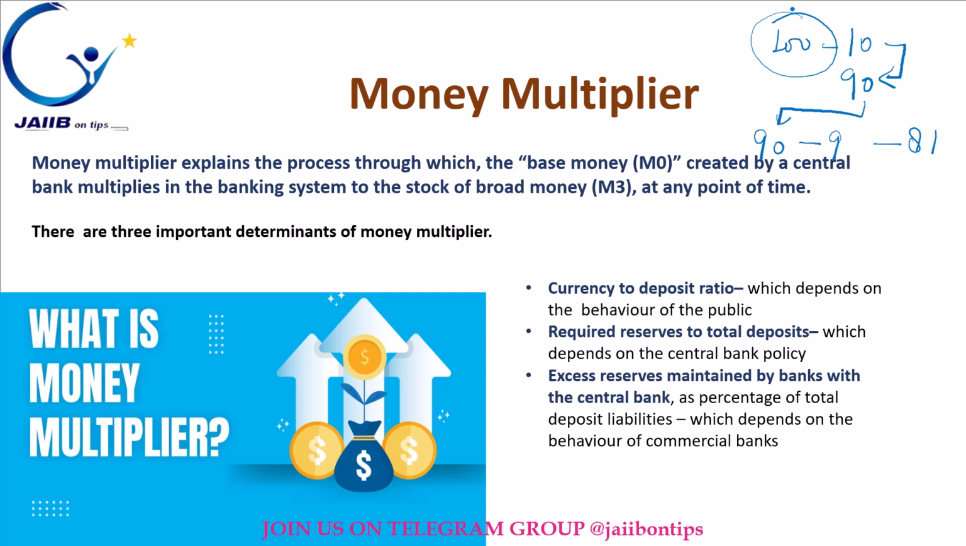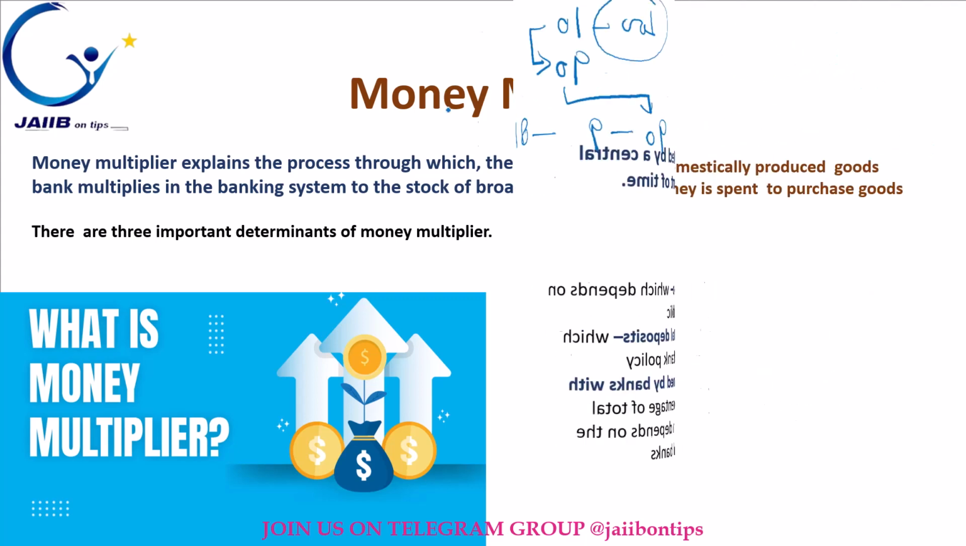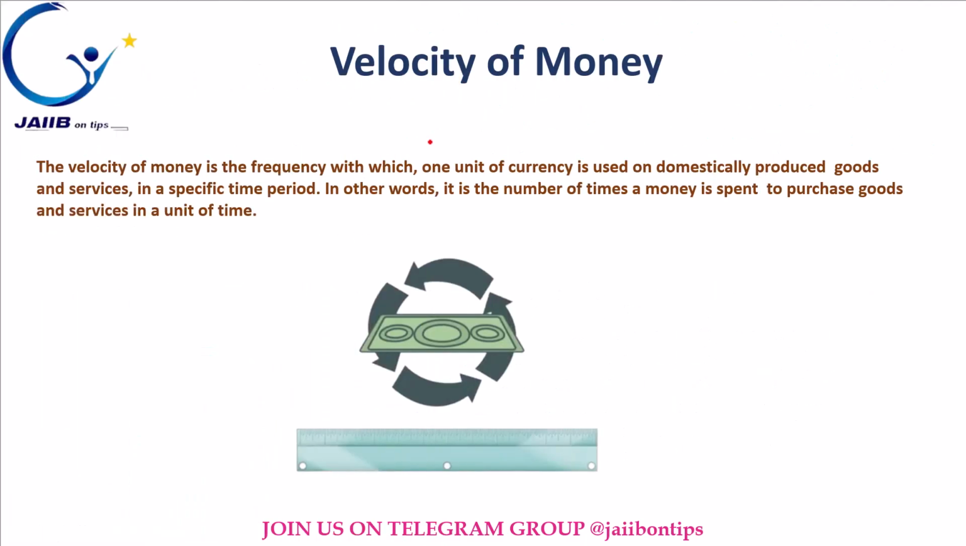Each time it goes through this cycle, more and more money is created. So the money you initially deposited becomes much more than just rupees 100. It multiplies and grows into a larger amount as it keeps circulating in the economy. That's the money multiplier in action. A magical process where a small amount of money turns into a bigger pool of money through the power of lending and spending. The next one is velocity of money.